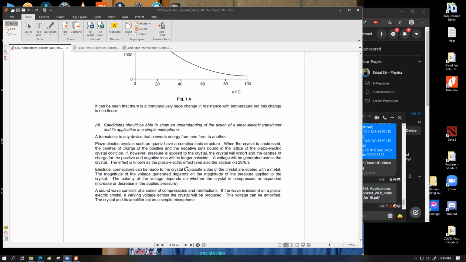So this is a very interesting and important idea that we need to consider, that piezoelectric crystals also pretty much work the same way. They have a complex structure. We are using the word complex because we don't want to get into how this actually happens for the piezoelectric crystal. However, normally if it's unstressed, meaning we haven't compressed it or elongated it anyhow, if we have kept it in the same original shape that it has naturally, then those charges will coincide. However, it says further here, right over here, a voltage will be generated across the crystal.